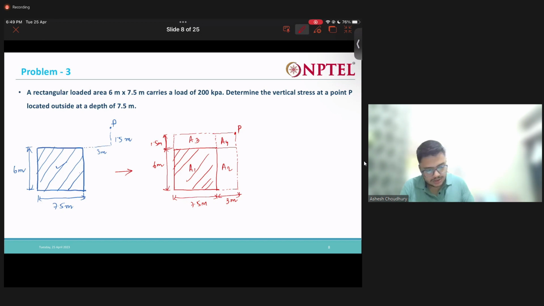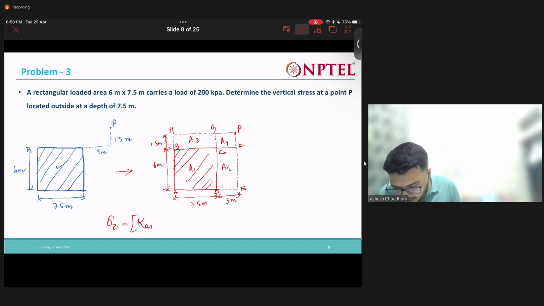Okay, so let's just name this A, D, E, F, G, C, H, P. Okay, so my sigma z, which is the increase in stress, will be equal to K, just A H E P.